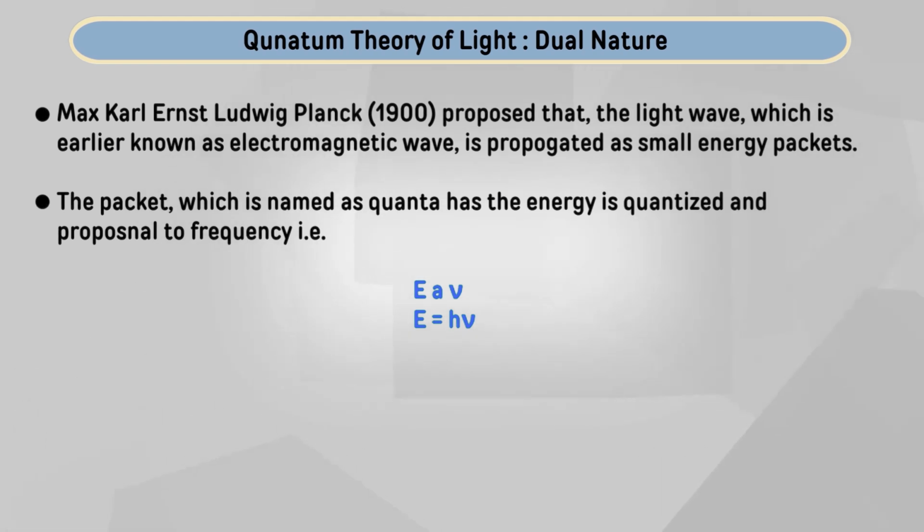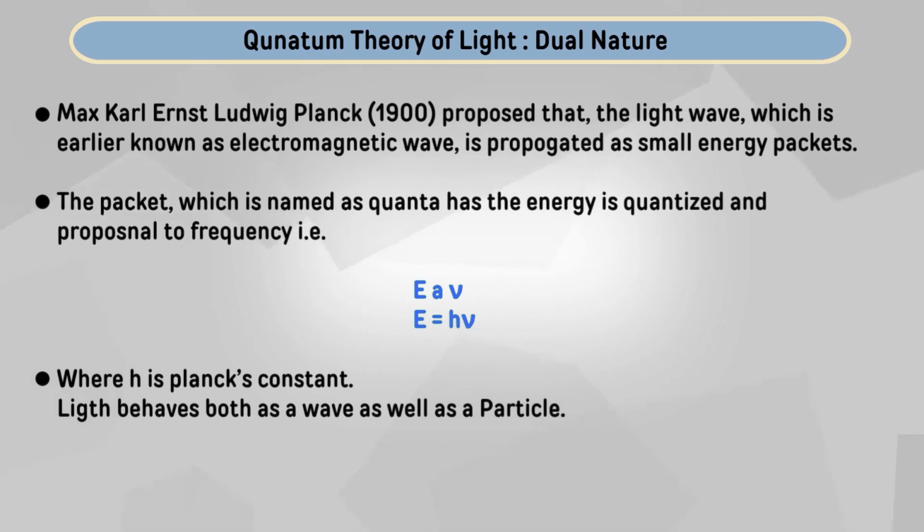So, we have E equal to h nu, where h is the Planck constant. This is a special type of packet, a vibrating packet, and we also know that light behaves both as a wave as well as a particle. We have proved that light has wavelength and frequency along with its mass and momentum, but this dual nature does not appear in a single phenomenon.